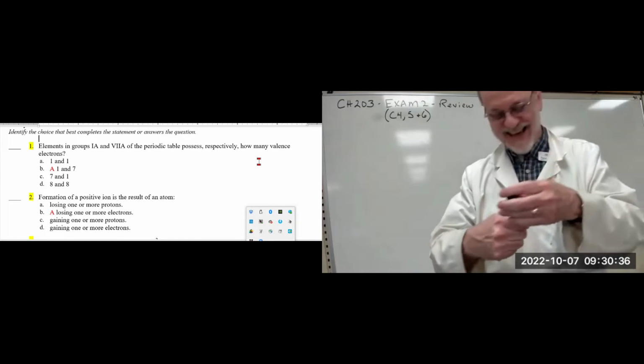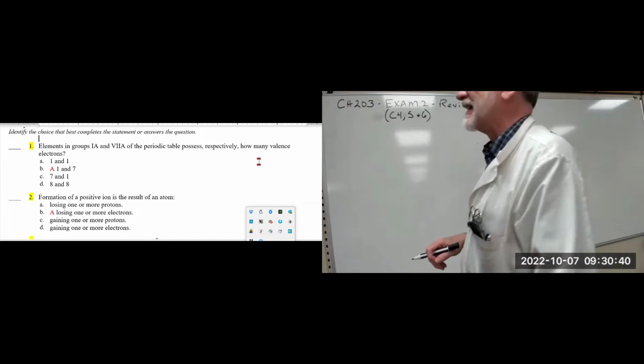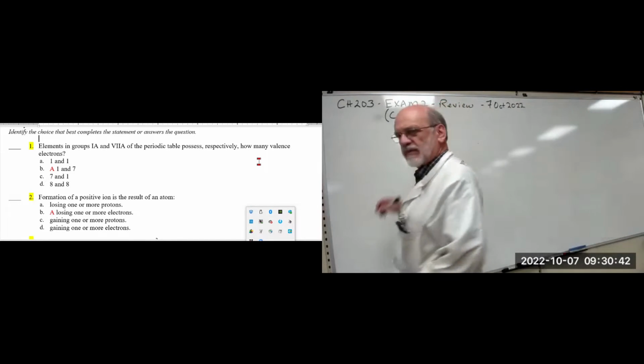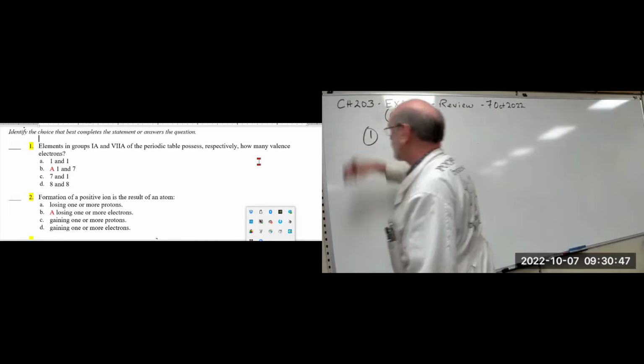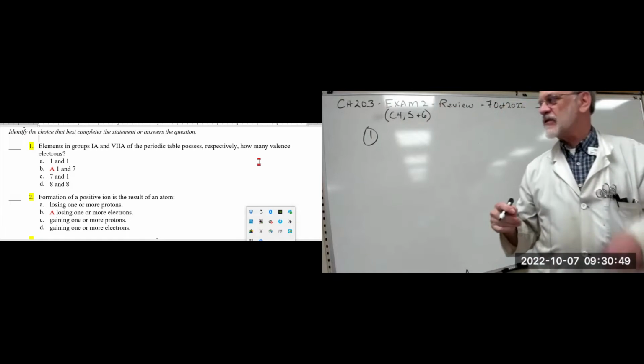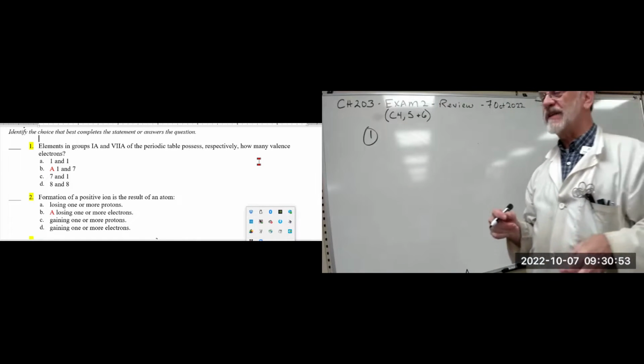Yeah. Okay. Number 1, for the benefit of our recording audience. Elements in group 1A and 7A of the periodic table possess respectively how many valence electrons?